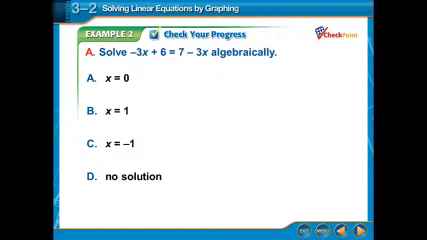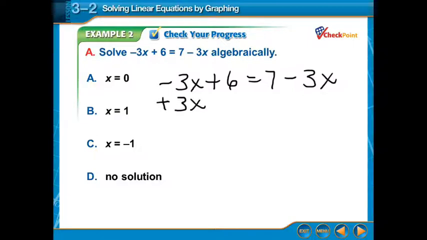Alright, here we go. We have negative 3x plus 6 equals 7 minus 3x. And they want us to solve it algebraically. They're not asking us to do it graphically. They're asking us to solve it algebraically to see if there's an x-intercept. So I'm simply going to add 3x to both sides of the equation, and you get a false statement. 6 cannot equal 7. So that means that there's no x-intercept, and that's considered to be no solution.